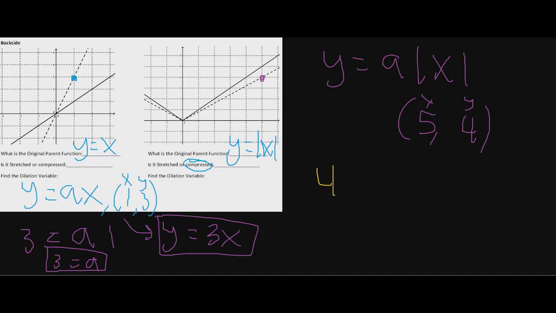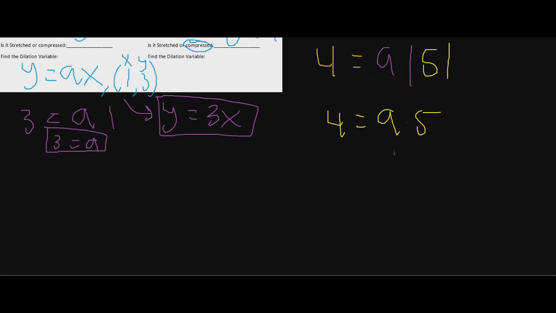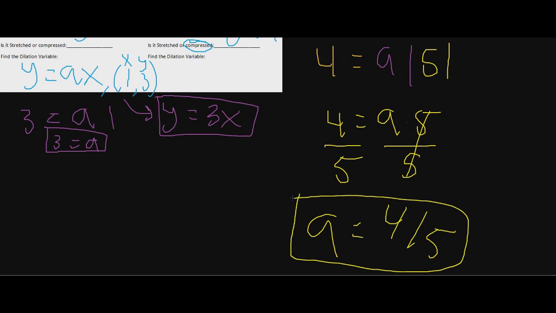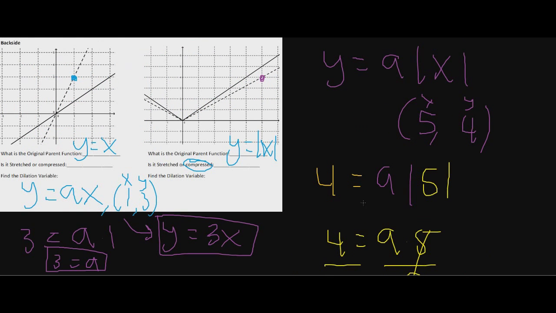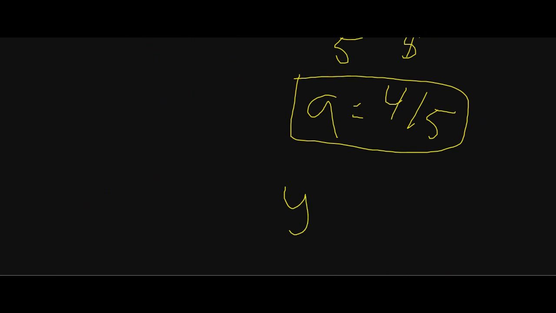So my y value is 4, so 4 is equal to a times the absolute value of 5. Well, the absolute value of 5 is just 5, so we get a times 5. What do we do to get rid of the 5? It's multiplication, so we divide. So we get that a is equal to 4 divided by 5. Perfect. So now we just plug that back in for a. We're going to get y is equal to 4 divided by 5 times the absolute value of x.